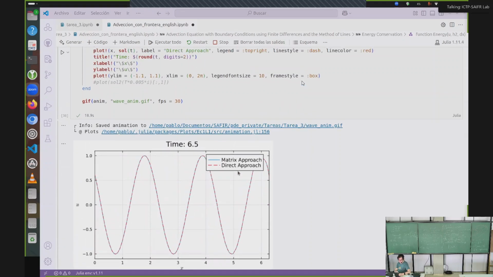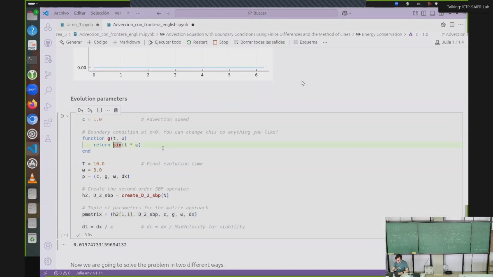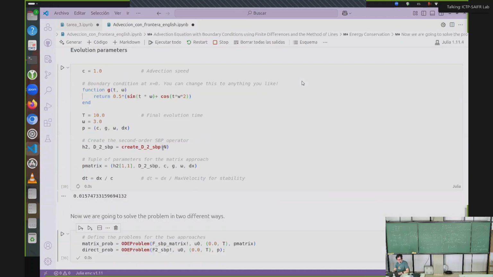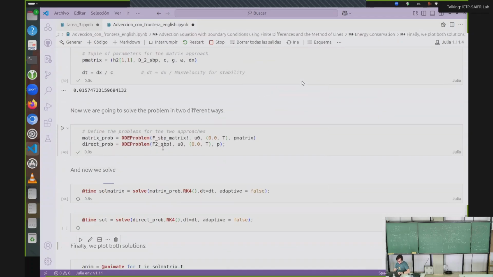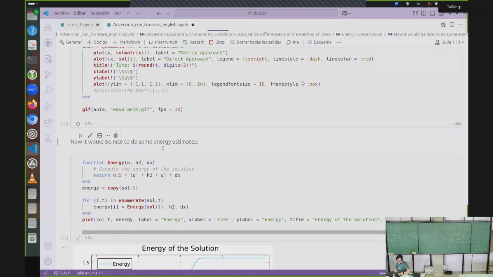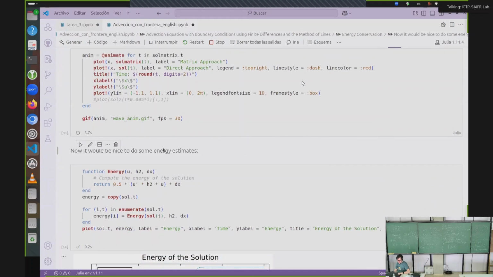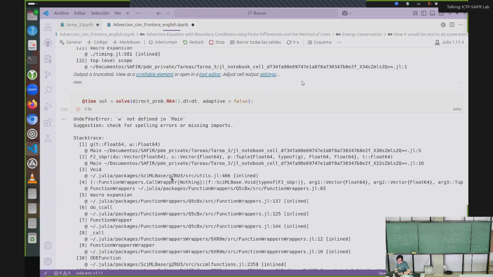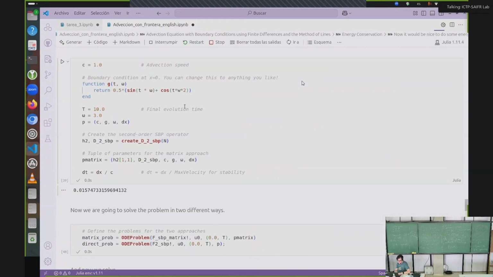And we can put some other solution here. For example, imagine that we put something like a sine plus cosine of t times w times 2, right? And we do this, and we probably have some issues here because there will be a discontinuity at the beginning. Right, so I wrote w instead of omega.